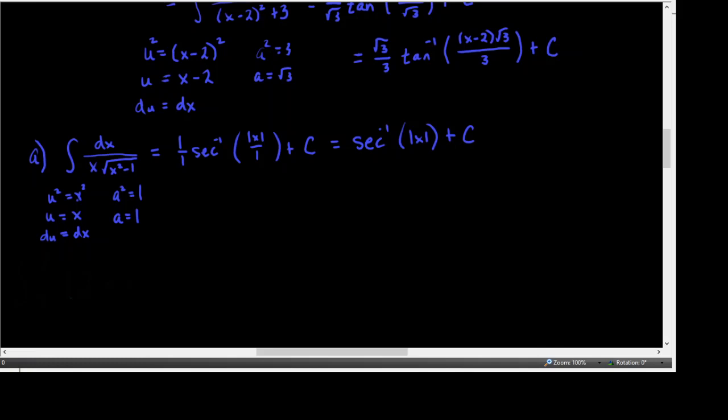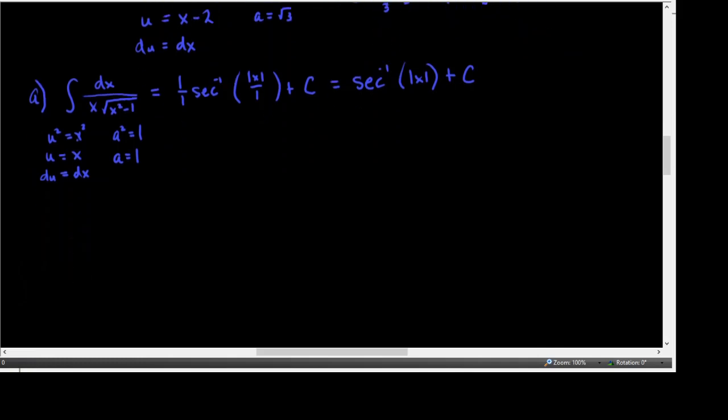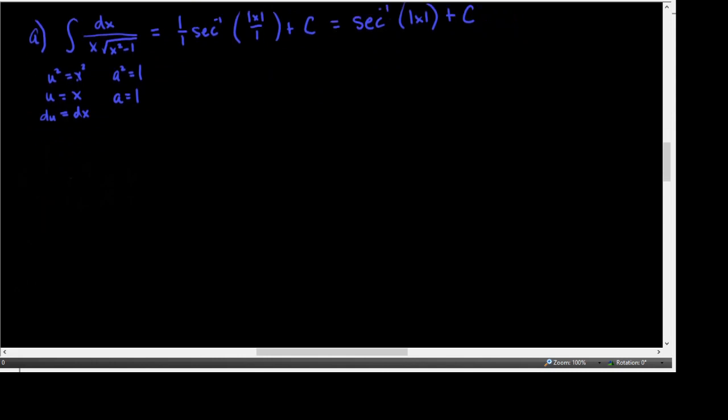Now let's look at the next one, b. When you look at it, you've got to look at it with the eye of, is this one of my basic forms? Don't get too stuck on it having to be inverse trig, because some of these won't be. Just saying. I forgot to write the integral. There we go.